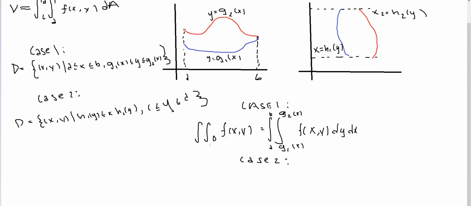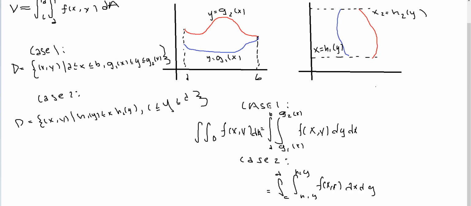Now in case 2, we'd still have the same left-hand side. We're still taking the double integral over the region D of f of x,y with respect to dA. But our right-hand side changes. We are going to say the integral from c to d, of the integral from h1 of y to h2 of y, of f of x,y, dx dy.